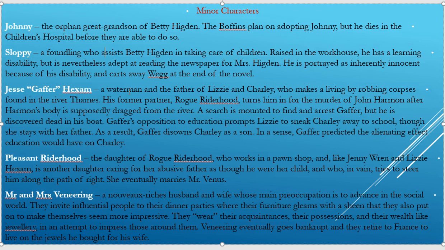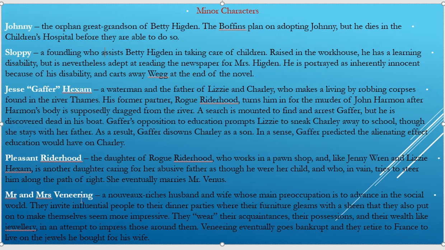Jesse Hexam, a waterman and the father of Lizzie, has no important role here, except that Hexam predicted the alienating effect education would have on Charley. Pleasant Riderhood, daughter of Roger Riderhood, works in a pawn shop, and she eventually marries Mr. Venus. So Pleasant Riderhood marries Venus.